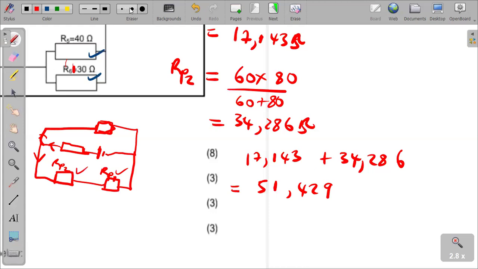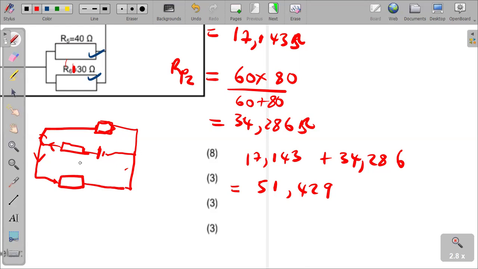How does our circuit look now? So I will just use this same circuit that I've drawn. Where is this 51.429? It's now here. This is now the 51.429. That's what has happened. We are minimizing our circuit. That's why I'm saying start from the furthest point away from the source.